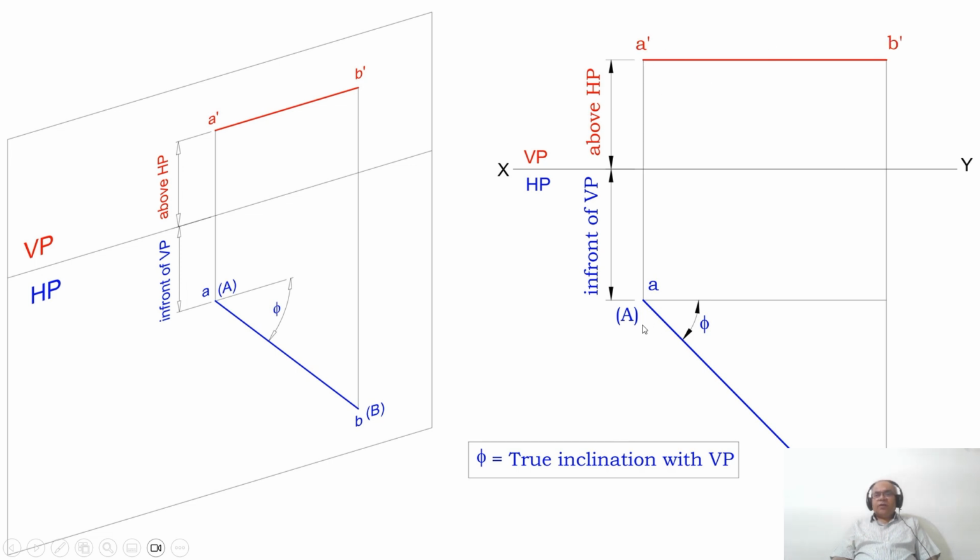Now, if I want to find the true length in the front view, I should look in the top view. The top view line is inclined, therefore this will not be in true length. Now the front view line is parallel to xy, so the corresponding top view, capital A and capital B, will be in true length. The inclination made by this phi with respect to VP is called the true inclination with VP. So this is how you will be able to understand the line inclined to VP and parallel to HP.